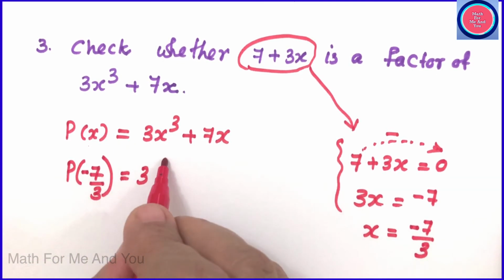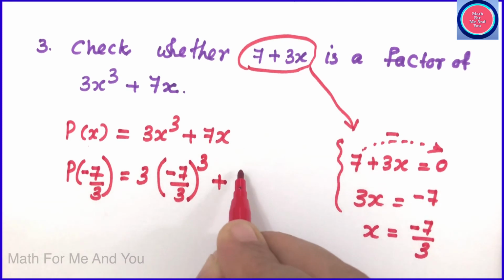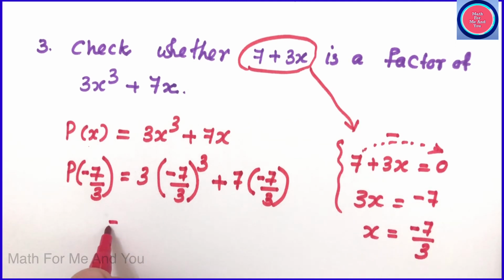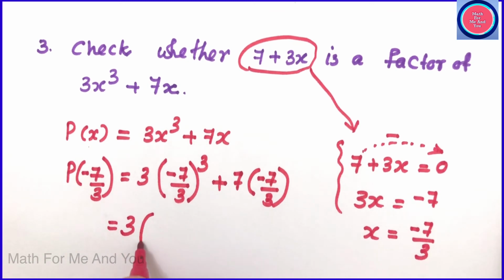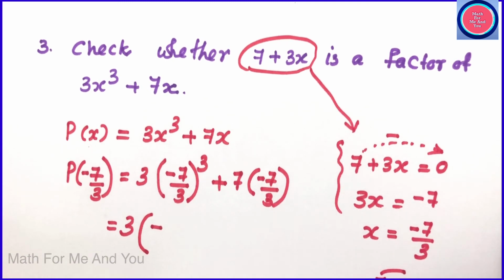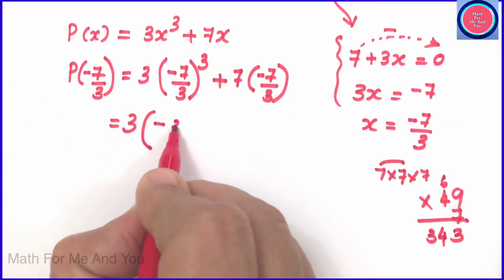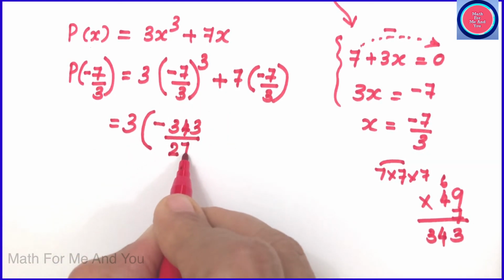We are going to substitute in place of x, minus 7 over 3. 3 times minus 7 over 3 the whole cube plus 7 times minus 7 over 3. Simplify both the brackets. 3 write same, then minus 7 power 3. Minus 7 times minus 7 times minus 7. It's a negative number because of power 3. What is 7 times 7 times 7? 7 times 7 is 49, times 7. 49 times 7 is 343. And the denominator is 3 power 3. 3 times 3 times 3. It is 27.